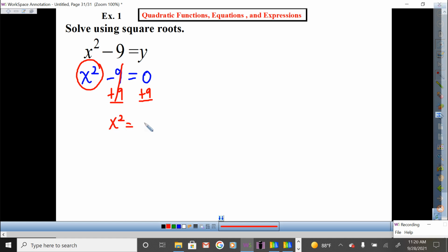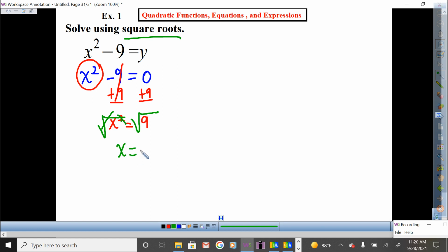x squared equals 9. You're just paying attention. I'll let you copy up here. And the last step, this is known as solving using square roots, because the last step is using square roots. Why? Because I need to cancel this squared. What is the inverse of canceling a square? Square root. This cancels that.